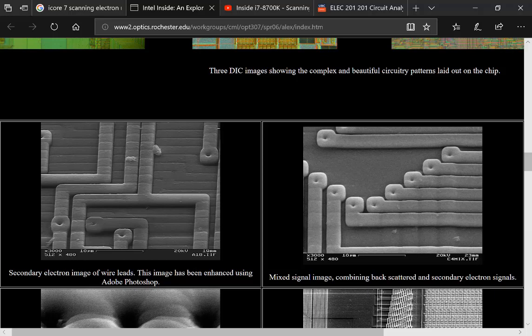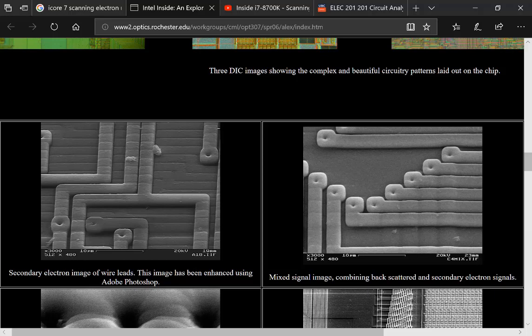You'll see some SEM images of, for instance, in this case, wire leads, metals and so on that you have on these chips. And here you get a sense of the scale. The scale bar is 10 microns. So the width of these wires is maybe 3 microns. Now, this is old technology, right?